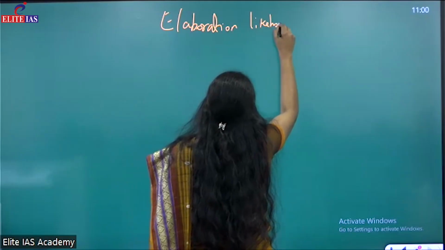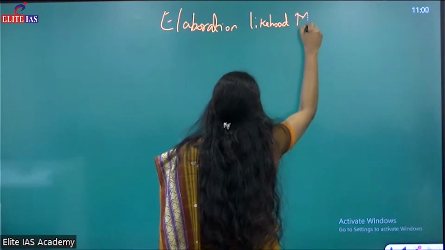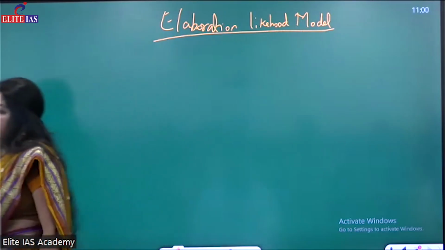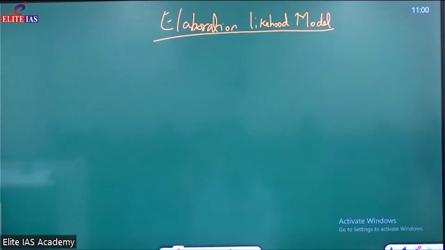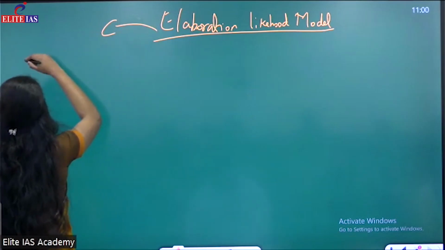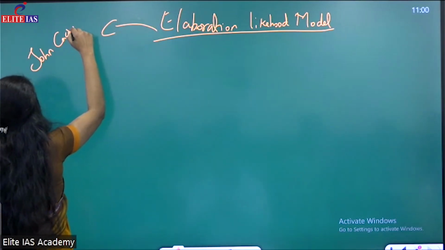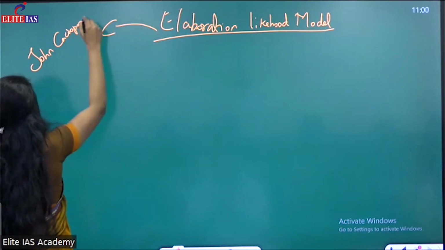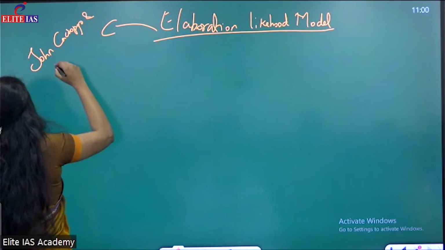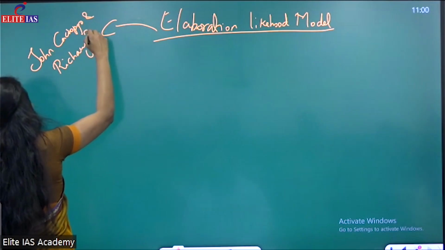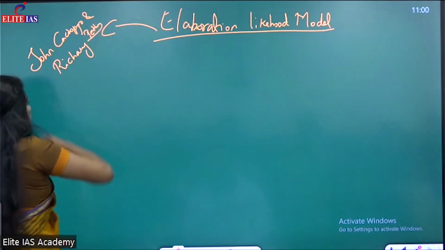Elaboration Likelihood Model. So this model was given by John Cacioppo and Richard Petty. So this is the cognitive model. You'll understand once we are done. And Richard Petty. So for this, they explain the theory with the help of a flow chart.